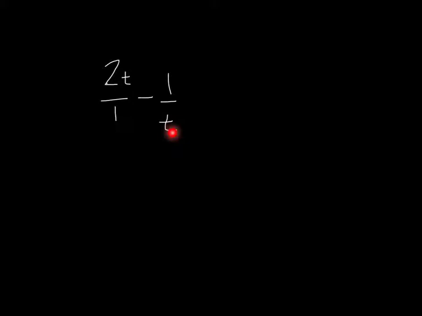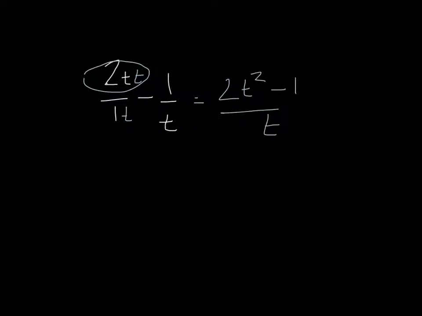What you do need to do is get a common denominator. So we'll multiply top and bottom by t. And so now when we multiply this out, we get 2t squared, and then minus 1 all over t, because it's my common denominator, so I'll just leave that as t. And this would be your answer.